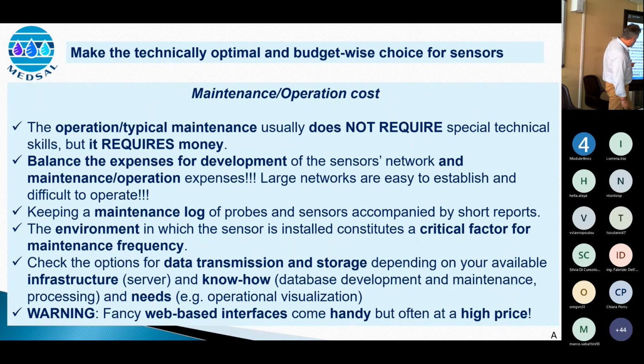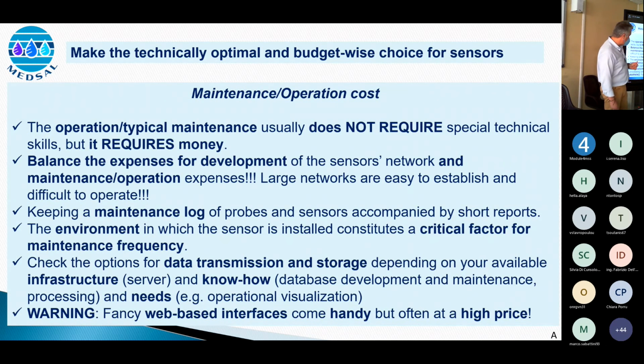What else? The environment in which a sensor is installed constitutes a critical factor for maintenance frequency. It's different to have a sensor, as we'll see in the next session, in fresh water or in a saline but not hostile environment, than to have a sensor in a very hostile, very corrosive environment. Then the life period of the sensor goes down the drain. Nothing stands. As you are going to see, this is a completely different story.